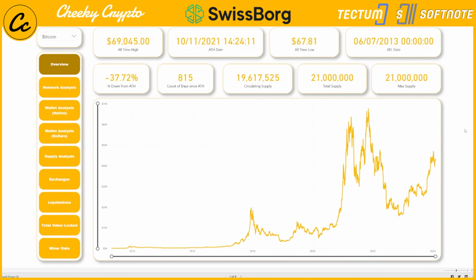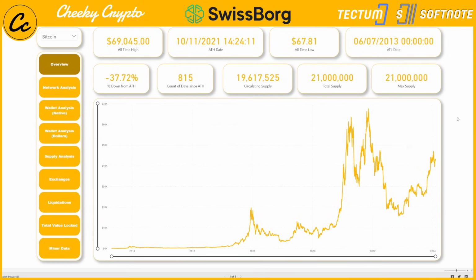We are looking to expand this data portal into another version that is going to be more comprehensive than it currently is, but I'm going to go through what we currently have available here on the data analysis for Bitcoin. So we have this overview to start with. This basically shows you price action across the years. In the graph, it shows you the all-time high, the date of the all-time high, the percentage we are down from the all-time high, the number of days since the all-time high, the circulating supply, the max supply, all those kind of wonderful things.